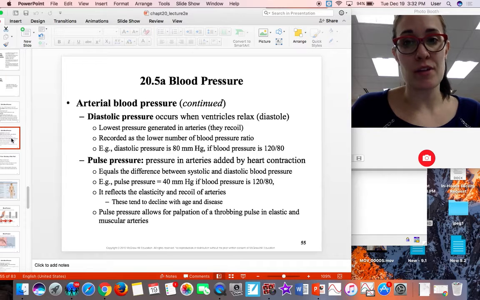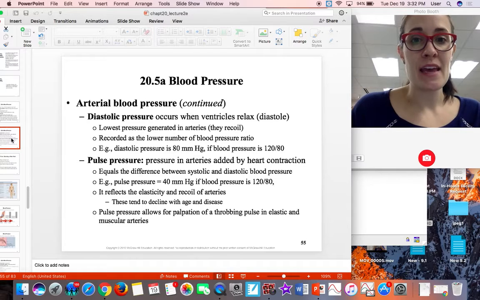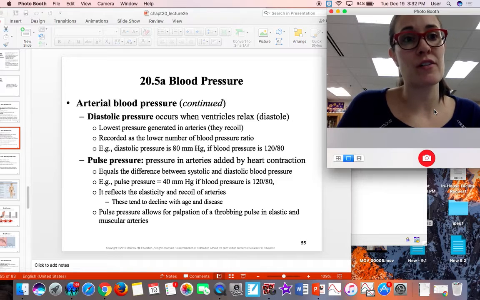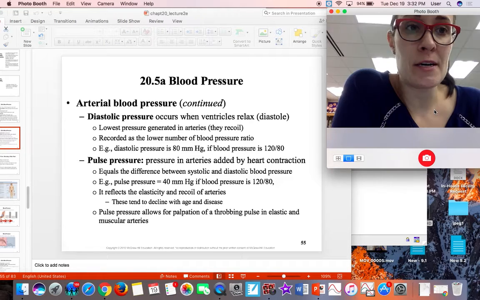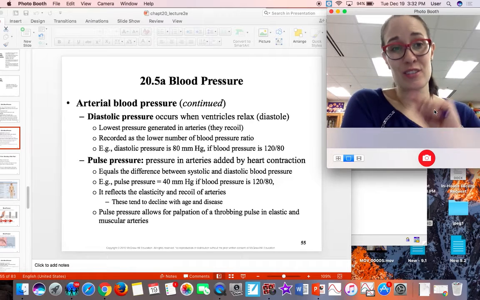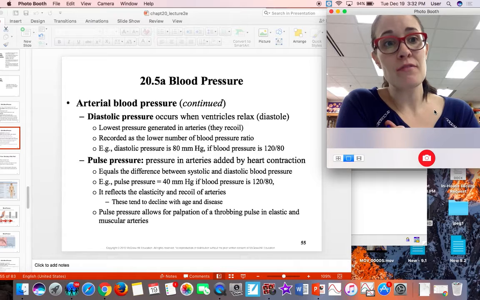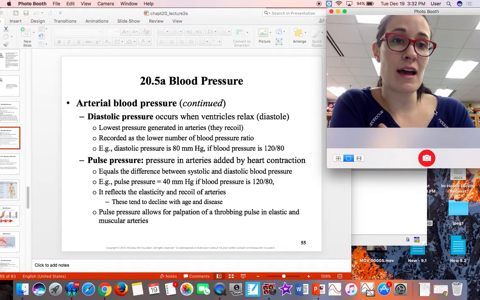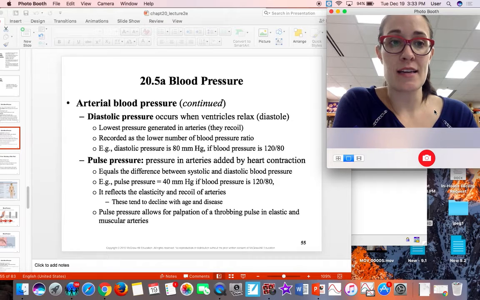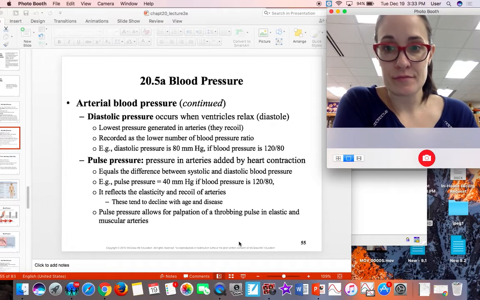The diastolic pressure is the bottom number, and it's the minimum pressure within the arteries. It's produced as a result of diastole, when the ventricles are relaxed. There's still blood in your blood vessels when the ventricles are relaxed, it's just at a lower amount of pressure. So that's the diastolic, the bottom number.